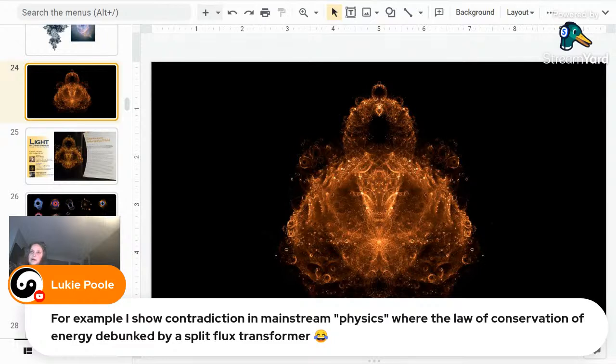So for example, I can show the contradiction in mainstream physics where the law of conservation of energy is debunked by a split flux transformer. Okay, I'm going to have to see that for myself.